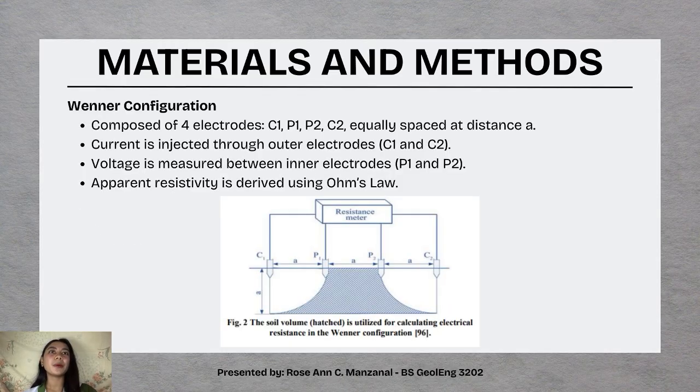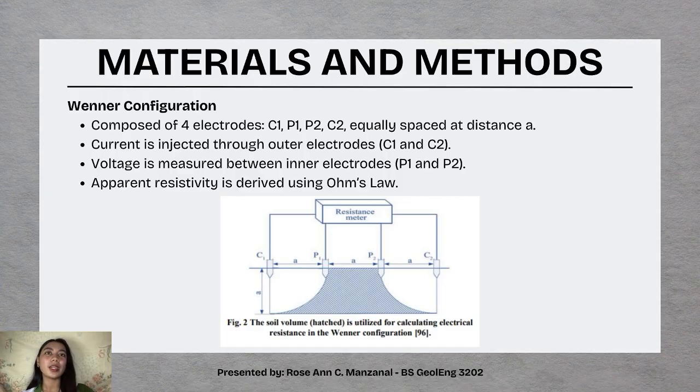One of the most commonly used methods in resistivity surveys is the Wenner configuration. As shown in the diagram, this setup consists of 4 electrodes, 2 current electrodes labeled C1 and C2, and 2 potential electrodes labeled P1 and P2. These are placed in a straight line and at an equal spacing denoted as A.